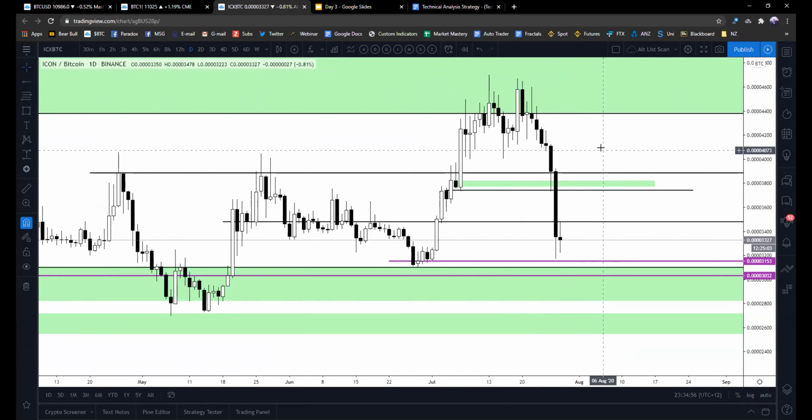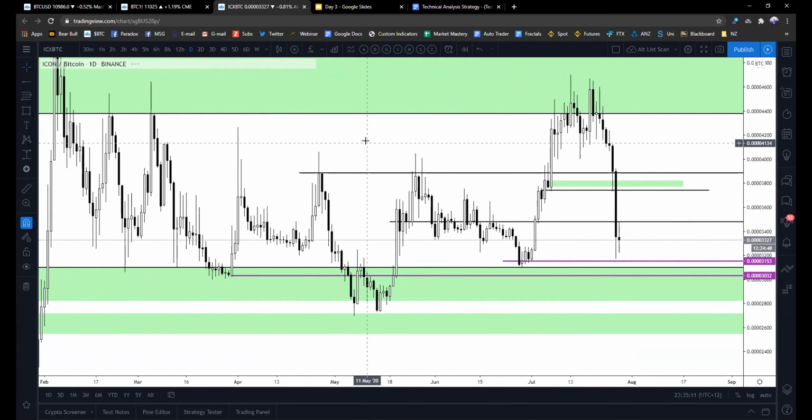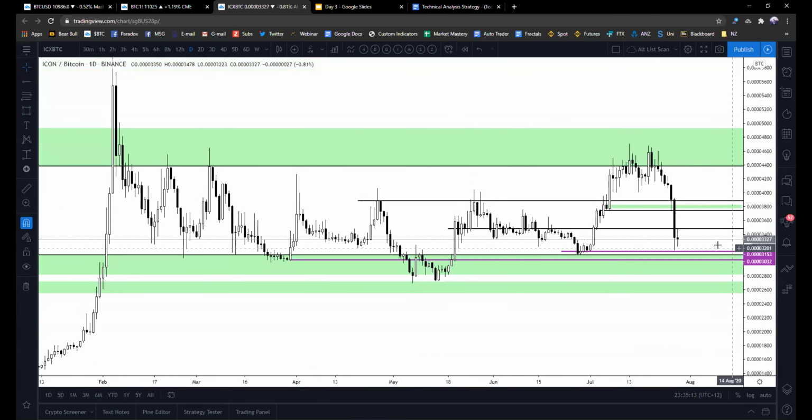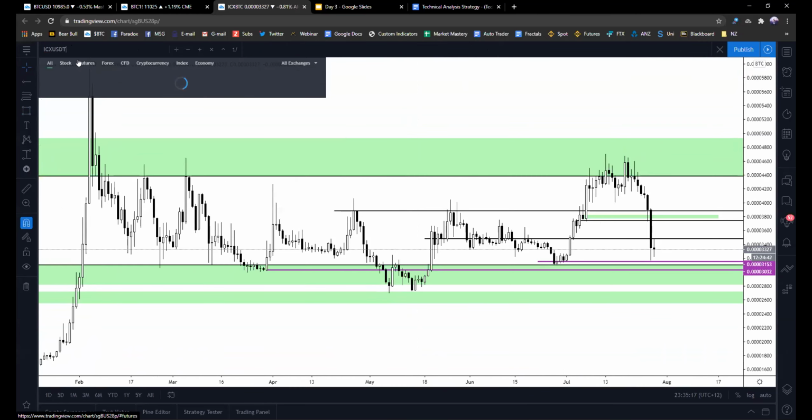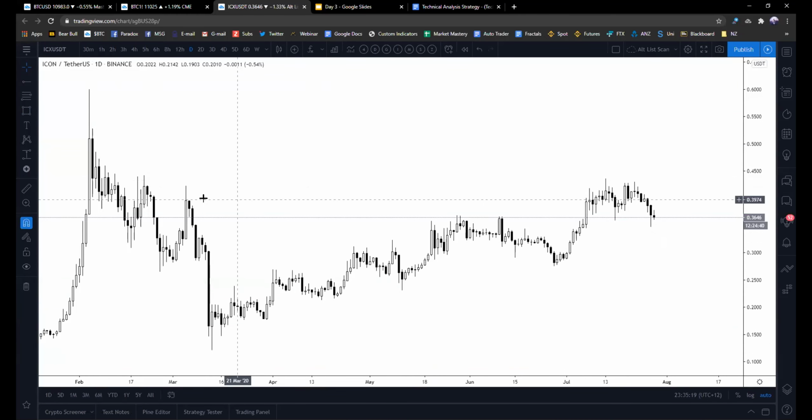So when it's an alt season for alts and they're all flying, you can really increase your Bitcoin quantity by trading the BTC paired alts, which is what this is, ICX BTC, right? But let's say, for instance, you're not interested in Bitcoin as a pair at all. Maybe you don't even like Bitcoin. You have the option to then trade the USDT pair. So you're not concerned about Bitcoin.